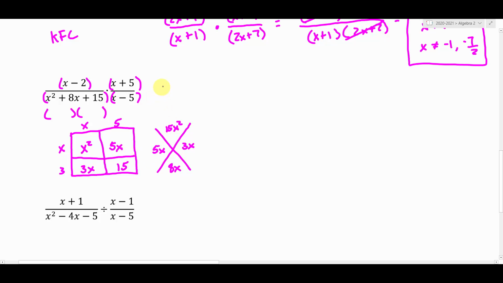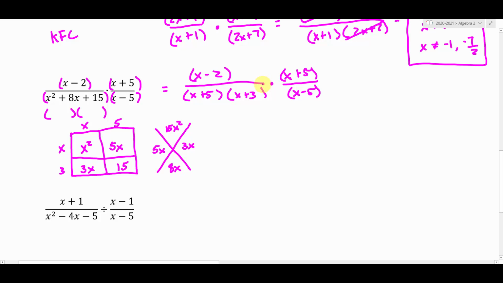Okay, so if I'm rewriting this expression, the top didn't change, so we have an x minus 2, but the bottom changed into a factored form, where I'm going to have x plus 5 and x plus 3. So this x squared plus 8x plus 15 changed to this. And we're still multiplying by x plus 5 over x minus 5.